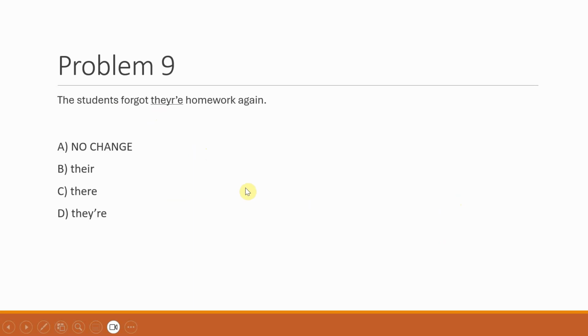Problem 9. I think this is my last one of the there problems. This time, the answer is going to be B. Now I do have possession. This is the homework that belongs to the students. The possession form of this word is T-H-E-I-R. That's the one you need for possession.